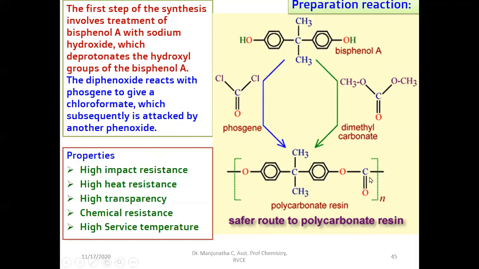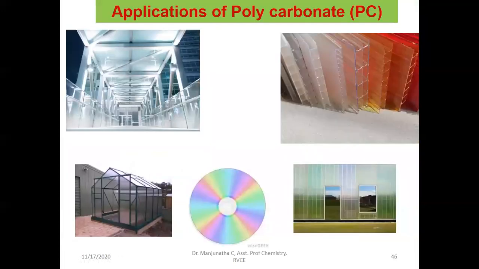polycarbonate polymer. This polycarbonate has high impact resistance and high heat resistance. It can withstand high temperature. A very important property of this polycarbonate is that it is transparent. It is also chemically stable, and it has a high serviceable temperature. So these are the applications of polycarbonate.